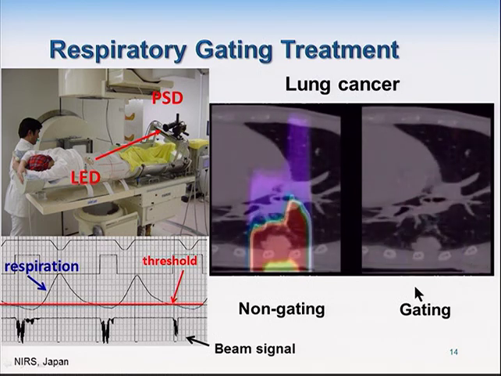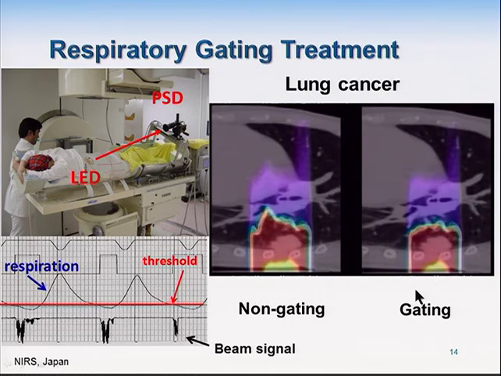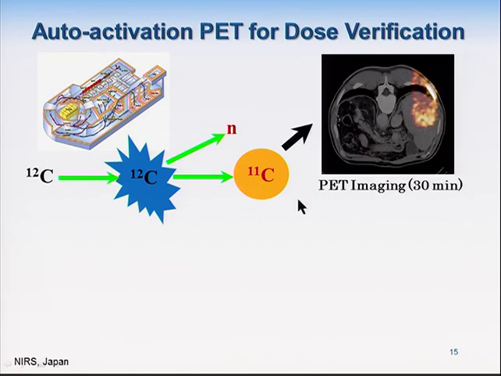So respiratory gating is now common in all types of radiation therapy. It is very essential, not only in ion beam radiotherapy, but also in conventional or X-ray radiotherapy. It is important. Another thing that we should think about is auto-activation by the bombardment of carbon or even proton, which creates short-lived radionuclides such as carbon-11. This can be monitored by usual positron emission tomography, diagnostic imaging systems such as this.